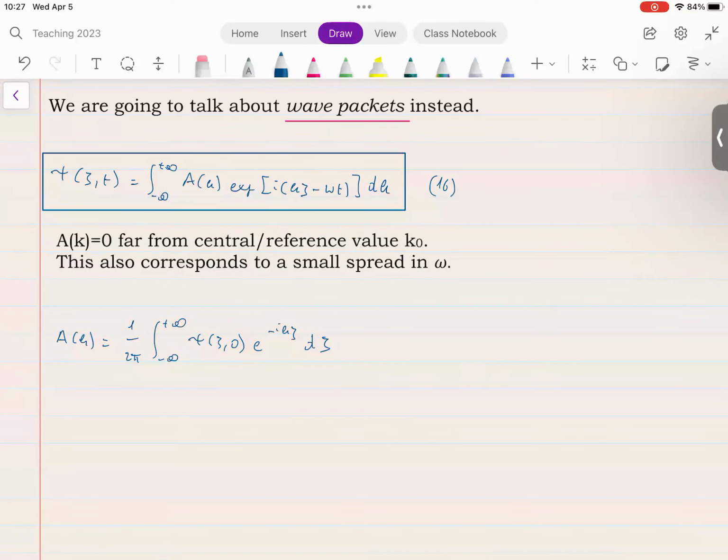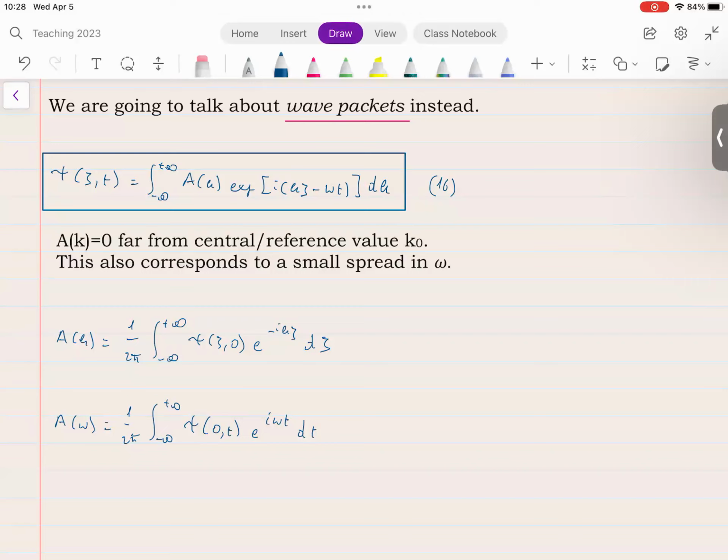And I could say, well, I can do the same thing for the amplitude as a function of omega instead of k, and I get it in the same way. This is going to be the integral from minus infinity to plus infinity of psi at 0 as a function of time, e to the i omega t dt. Notice the difference in sign is as usual because of the different convention we use for k and omega.